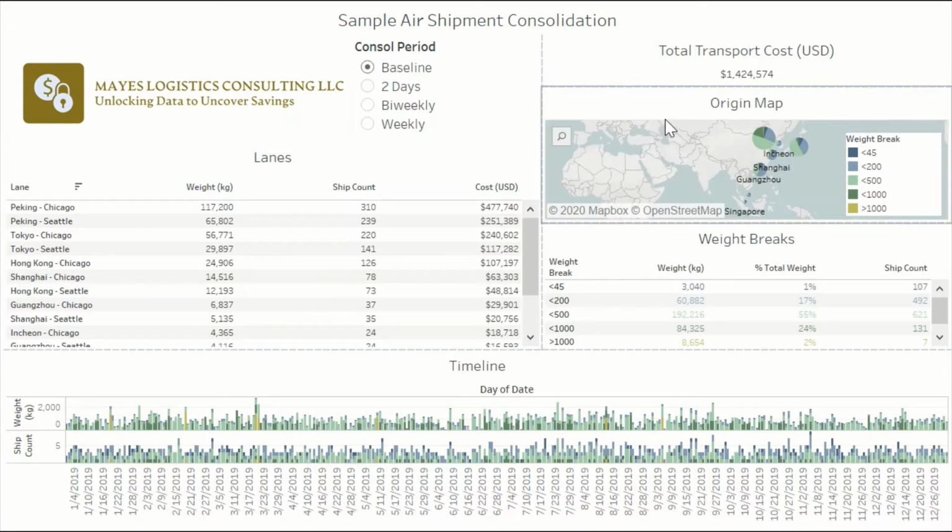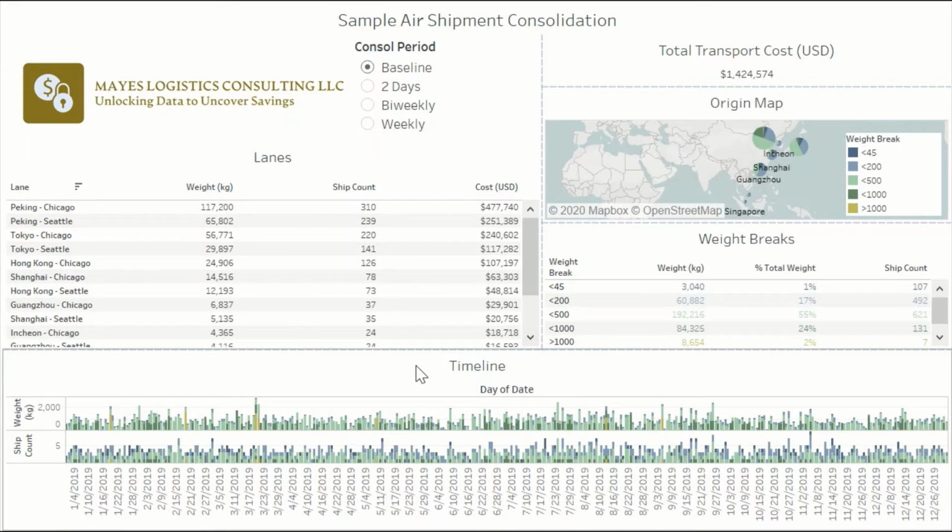In this view, you can see a map of the origin ports, and on the view below that, we have a view that shows the weight breaks. So the weight breaks are below 45 kilos, below 200, below 500, below 1,000, and above 1,000. And I've color coded everything by the weight break.